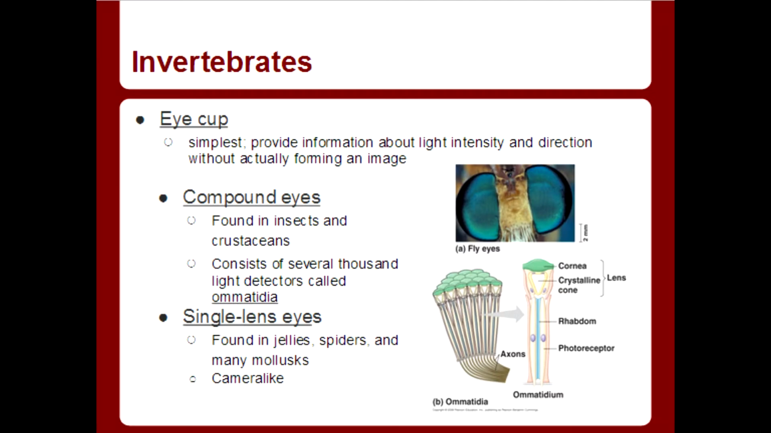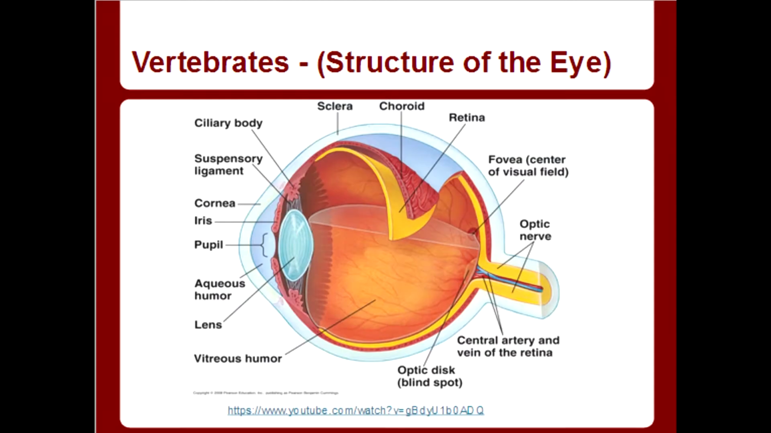Photoreception. In invertebrates, there are these eye cups, so in flatworms, say, for instance, and they're the simplest type of eye. They have only light intensity and direction, and they evolved to form compound eyes, which are found in insects, crustaceans, flies. They consist of several thousand light detectors called ommatidia, so, for example, just a fly, and a single lens eye, which is found in jellies, spiders, and mollusks, and they're camera-like, so the retina moves and the lens moves like a camera. Okay, and here's the structure of our eye for a vertebrate. It's very similar to the single lens eye. Diagram's a good thing to know.